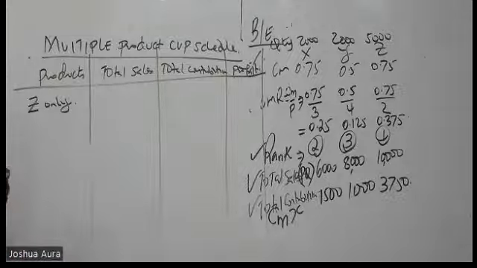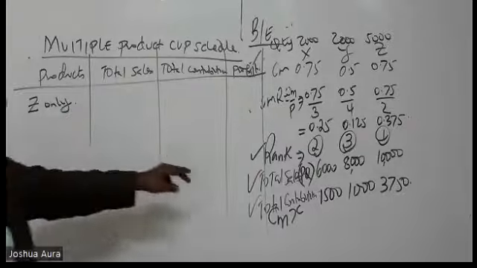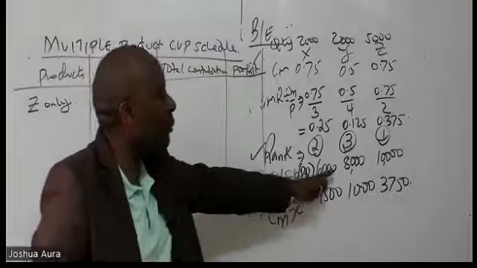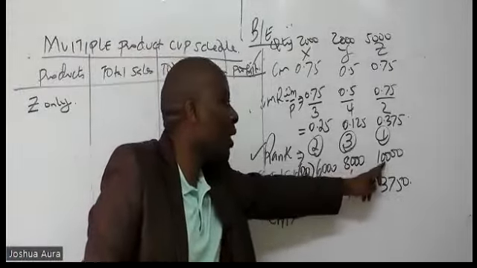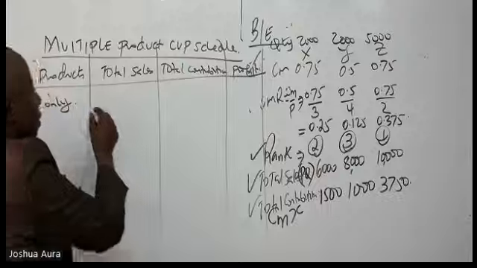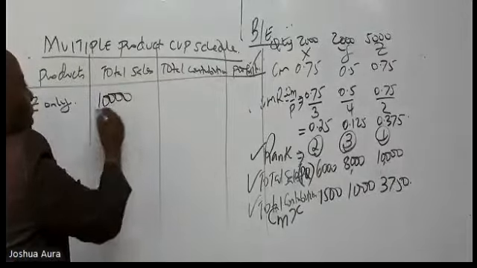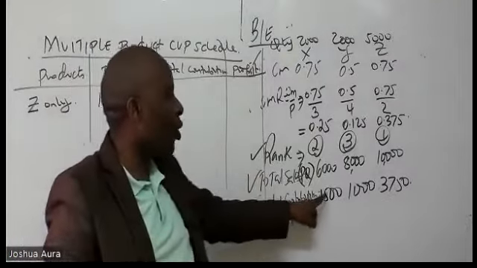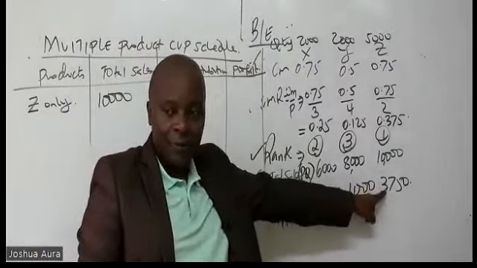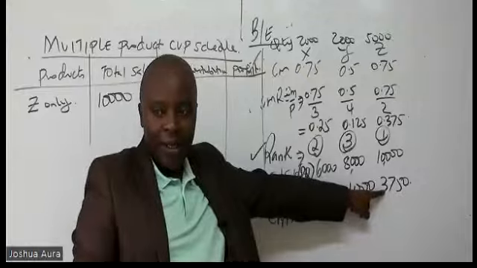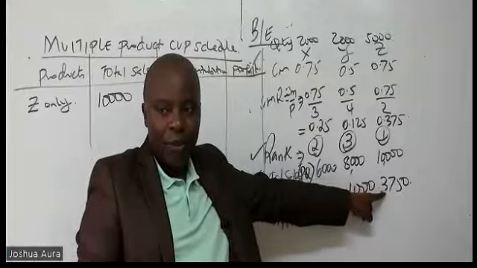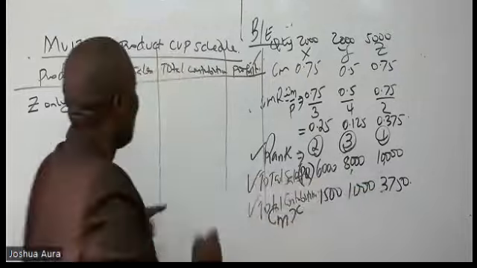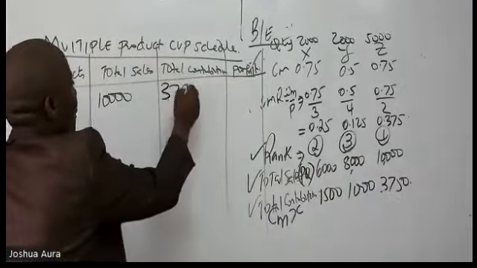If we produce Z only, what will be our total sales? The best ranked product, if it is produced only, will give us 10,000 Kenya shillings. The total contribution that we shall get from Z only is 3,750.